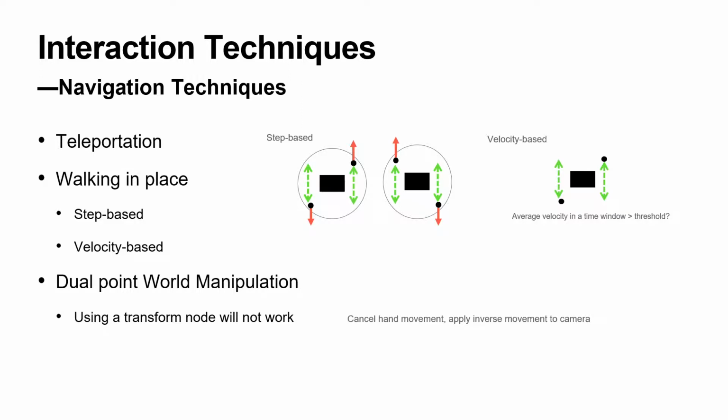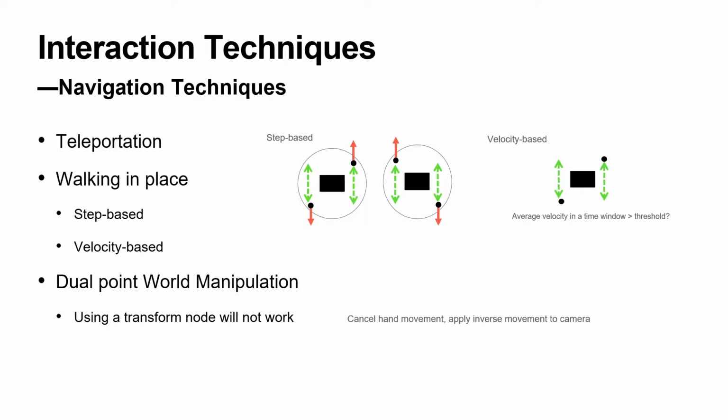For dual-point world manipulation, a very simple approach is to parent the whole scene to a transform node and attach the transform node to the player's hand. However, this will not work in our scenario because Cannon Physics Engine does not allow objects with simulated physics to have a parent, so we have to go for a much harder way to actually move the player.